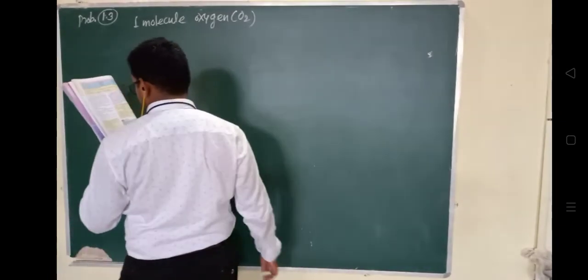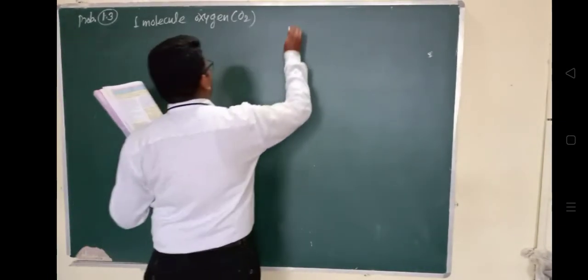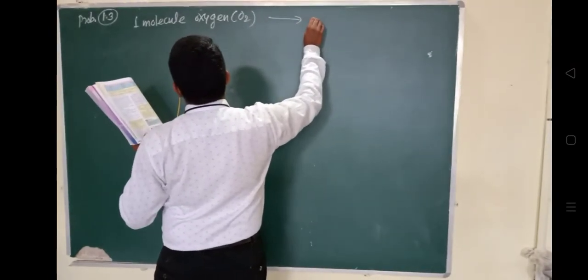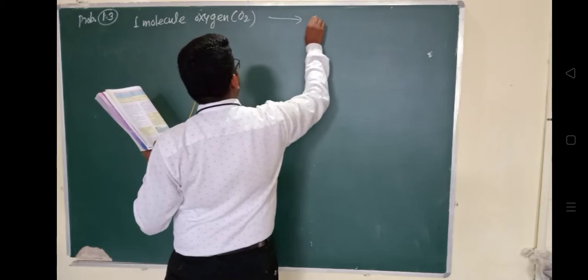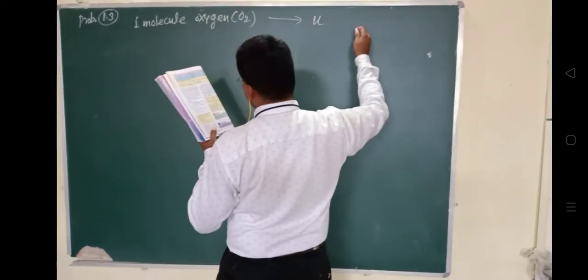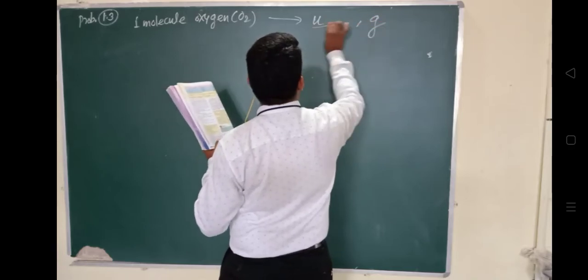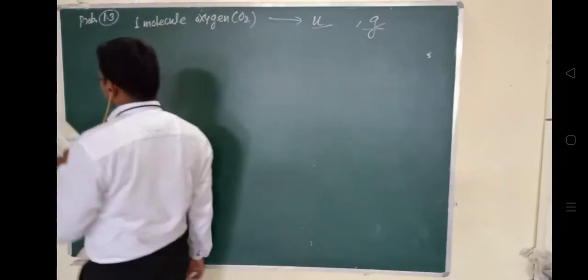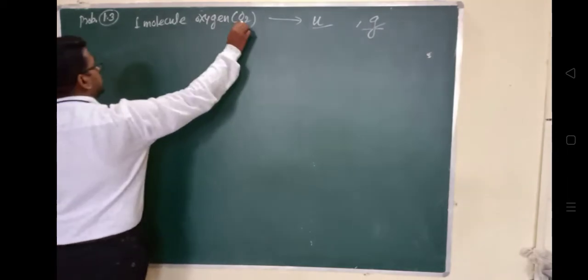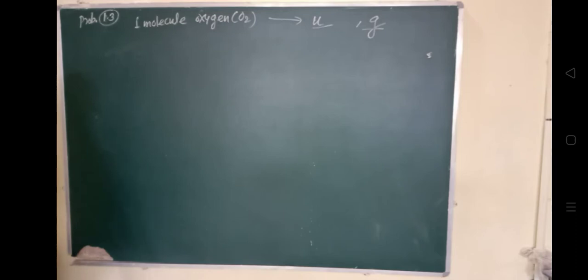We have to convert this in terms of unified mass. We have to find out the answer in terms of unified mass, as well as in terms of grams, for one molecule of oxygen. Okay, one molecule of oxygen is what? O2. O2 is one molecule of oxygen.